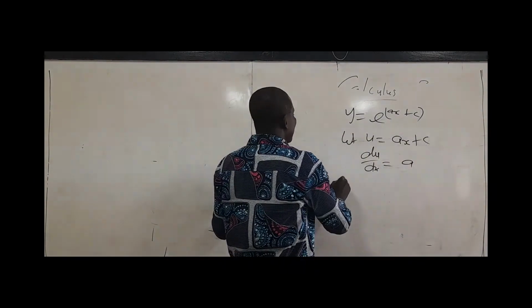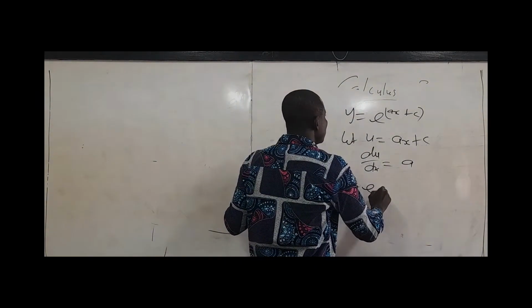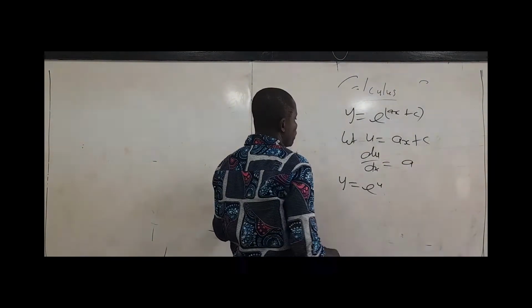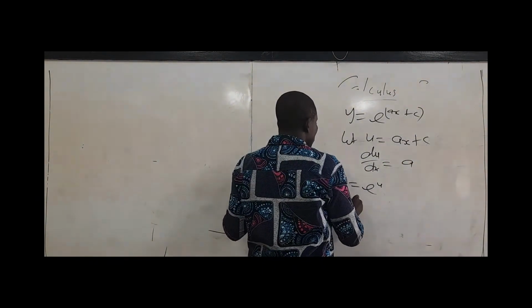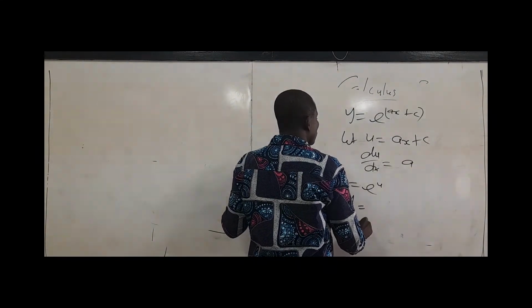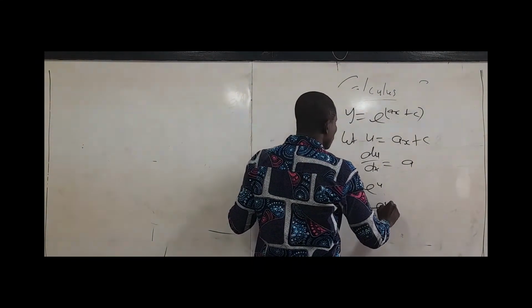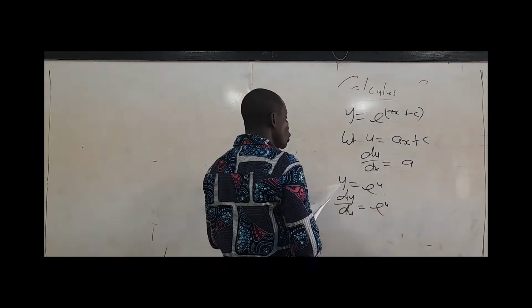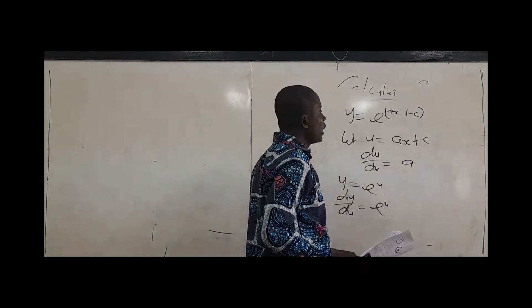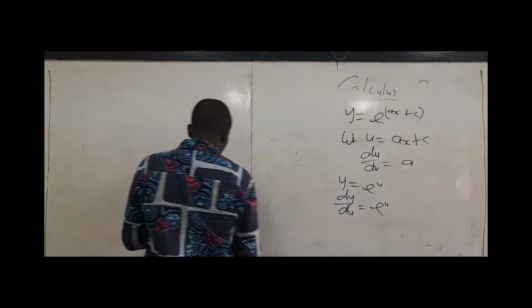Then y is equal to e to the u. Why e to the u? Because you say here is u. And if I differentiate this, dy/du is going to be e to the u. That is, you differentiate this and it becomes 1, then times this, and it's the same. Why don't we use some numbers as a typical example?